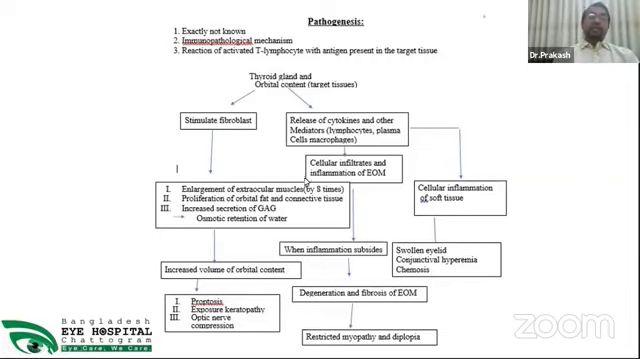So this is the pathogenesis. One is increased volume of the orbital content, and that causes proptosis, exposure keratopathy, and optic nerve compression. Another is degeneration and fibrosis of the extraocular muscles, which occurs due to active inflammation in the extraocular muscles, causing restrictive myopathy. And another is when inflammation infiltrates the soft tissue, there will be swollen eyelids, conjunctival hyperemia and chemosis. The visual impairment, the loss of vision, is most likely due to optic nerve compression and exposure keratopathy.